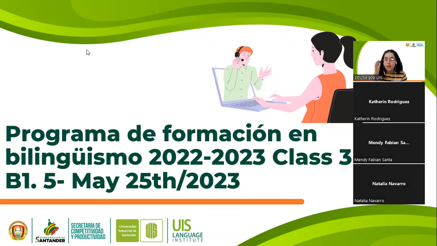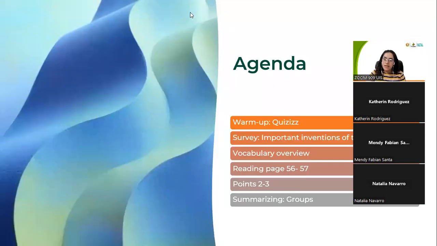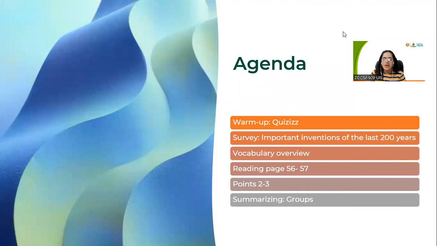We're going to start our class, our session for today. So I hope you're doing good. Let's take a look. We are on class number 3. This is of level B1.5, and today is May 25th, 2023, right? So we are going to start by checking the agenda, and then after the agenda, I will check the list, the attendance in the class today.